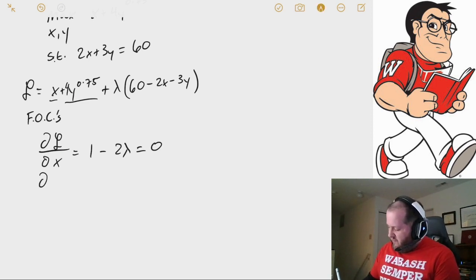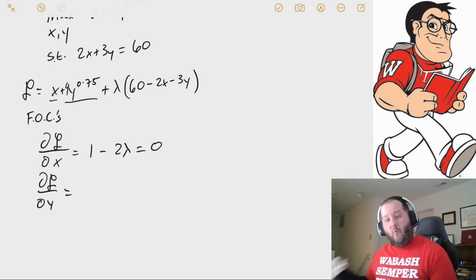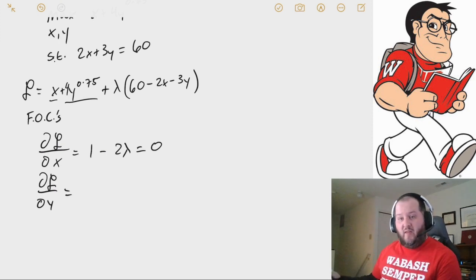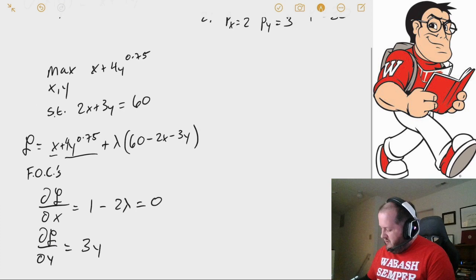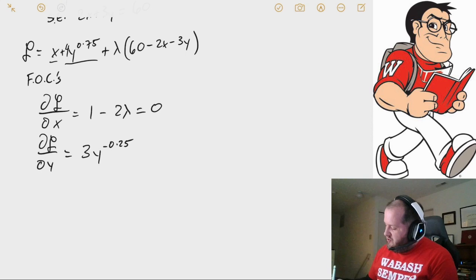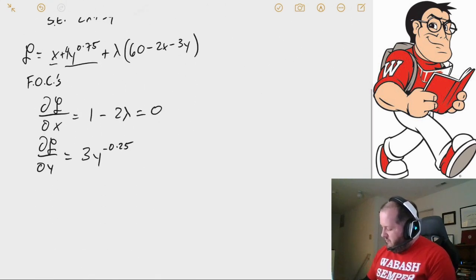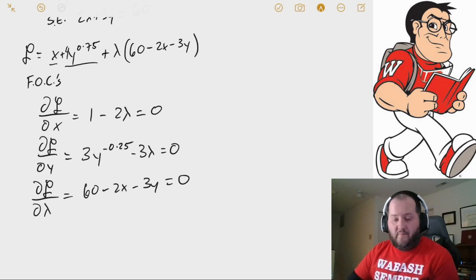Next, we take the derivative of our Lagrangian with respect to y. There's an x in the first term but no y, so we treat that like a constant, and the derivative of that with respect to y is 0. Then the next term: 0.75 times 4 is 3, y, subtract 1, negative 0.25. Move over to our constraint and we get minus 3 lambda, and again, we set that equal to 0. Then, as always, the derivative of our Lagrangian with respect to our Lagrange multiplier is just equal to our constraint. That is our easy one right there.